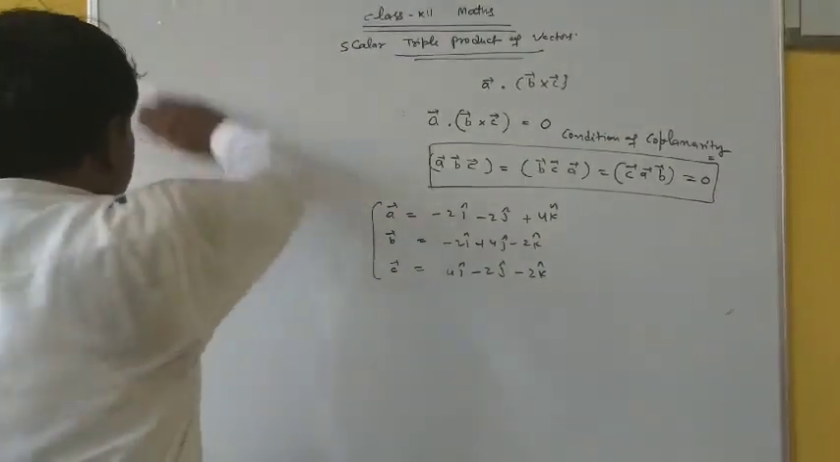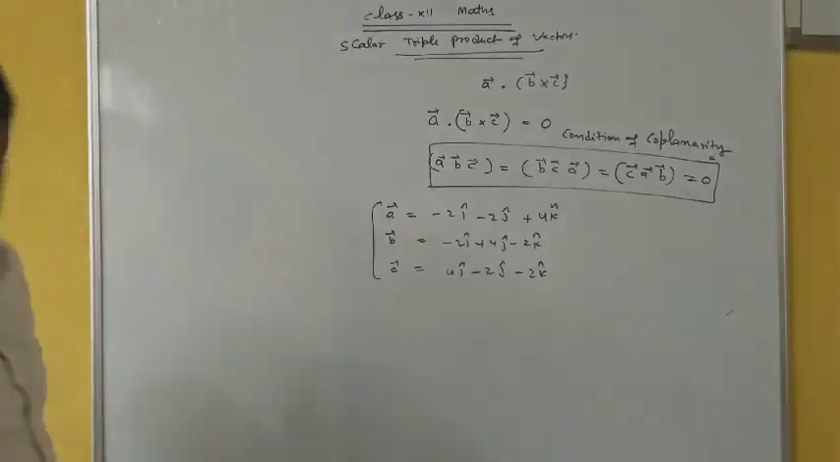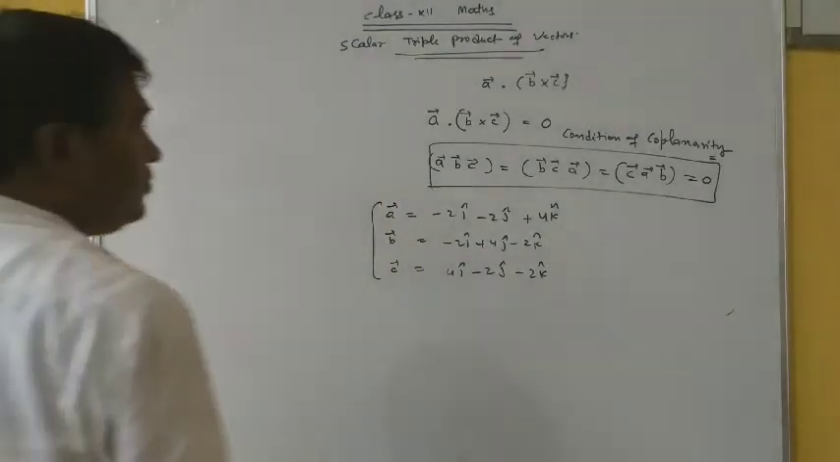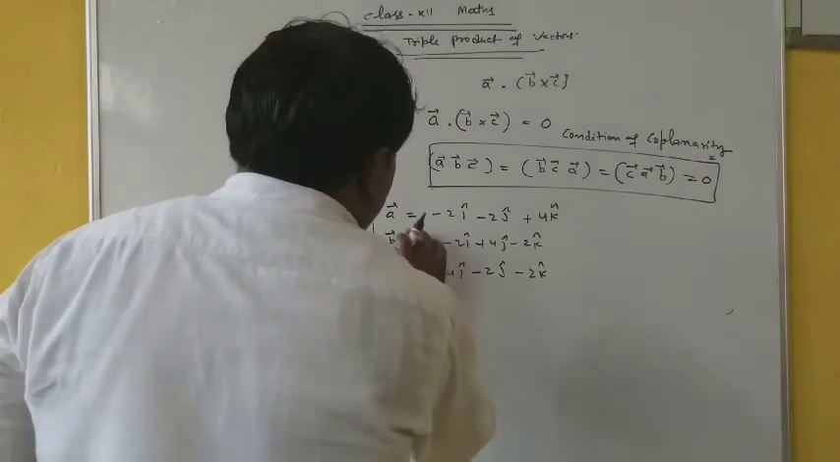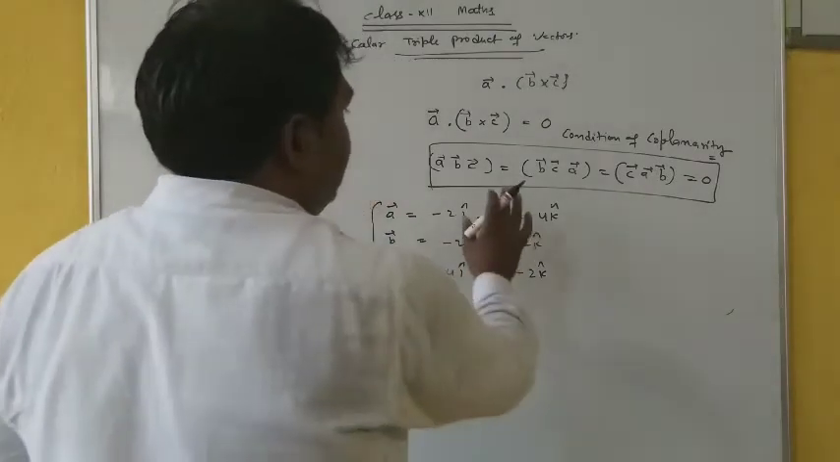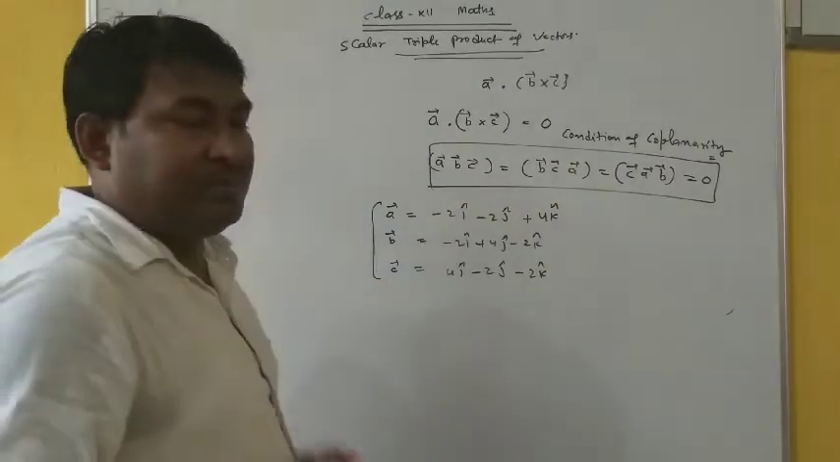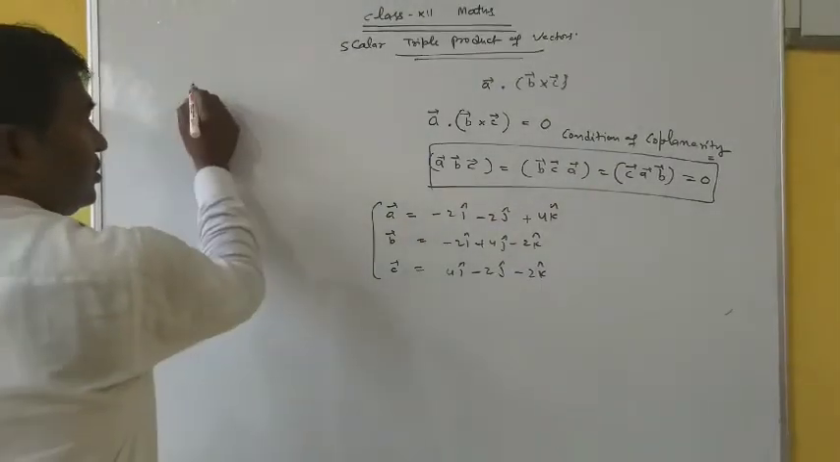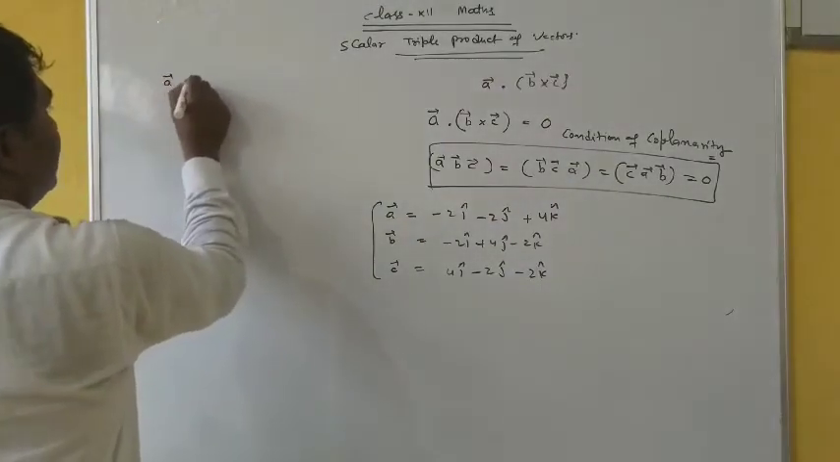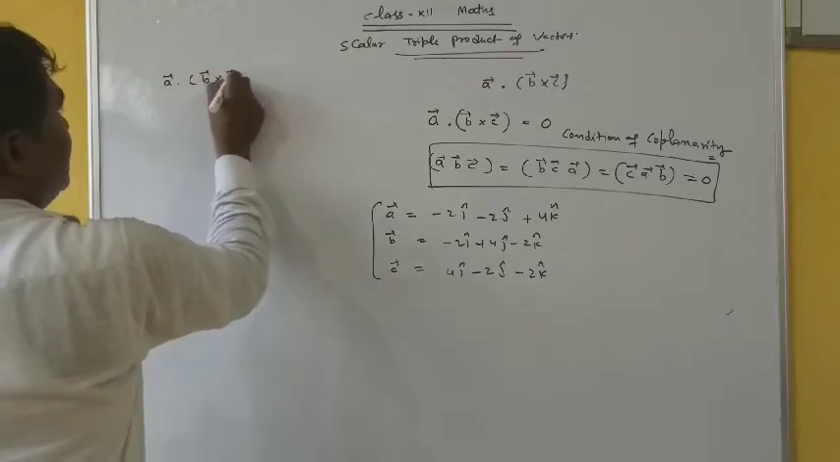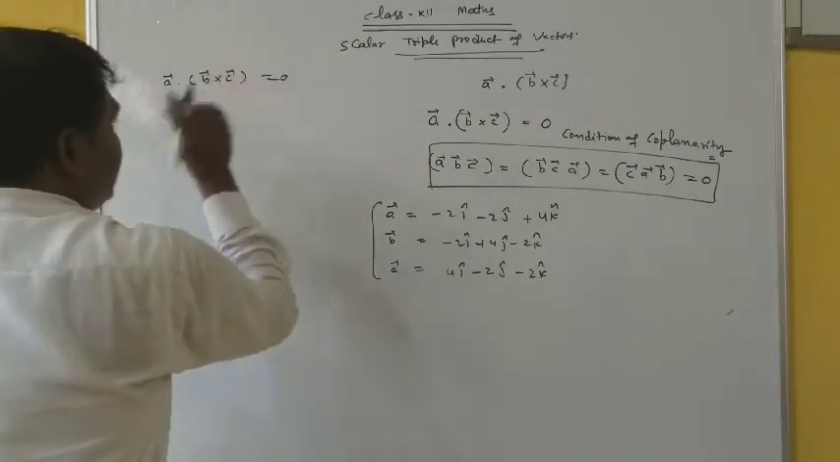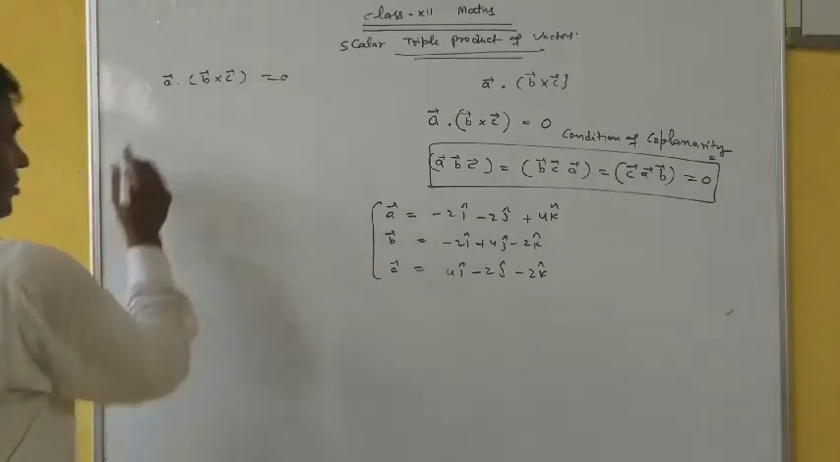How do you find this? If these three vectors are coplanar, then they will follow this rule, meaning their scalar triple product should be equal to 0. Therefore, A dot B cross C should be equal to 0. Let's see whether you are getting that or not.